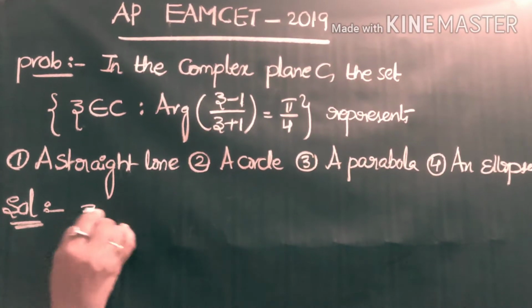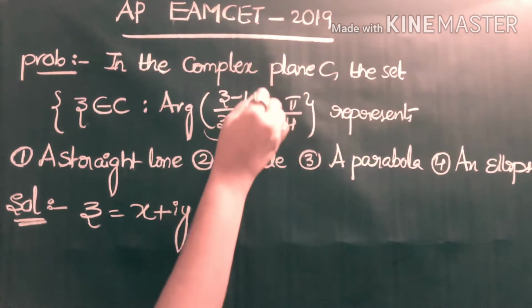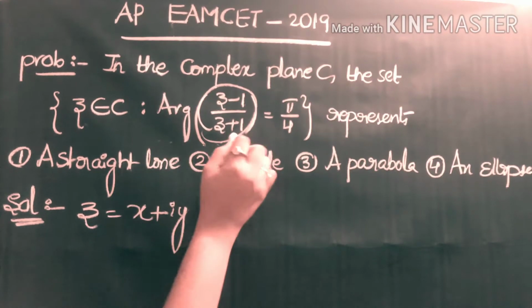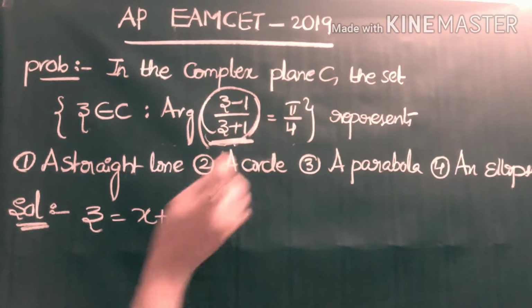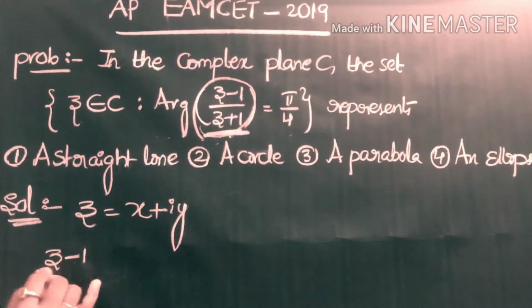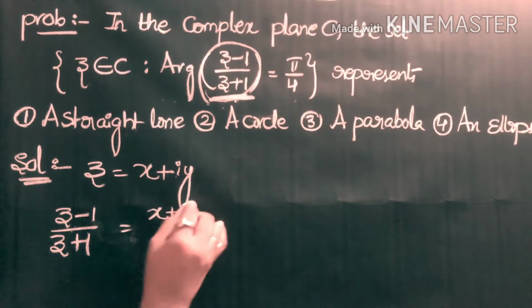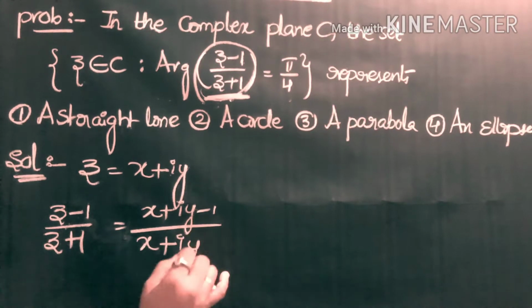So first we take Z equals x plus iy. Next we find the value of (Z minus 1)/(Z plus 1), and then we take arg of (Z minus 1)/(Z plus 1) equal to pi by 4. Before that, first we simplify this complex number. Finding the value of (Z minus 1)/(Z plus 1): we take x plus iy in place of Z, that is (x plus iy minus 1)/(x plus iy plus 1).